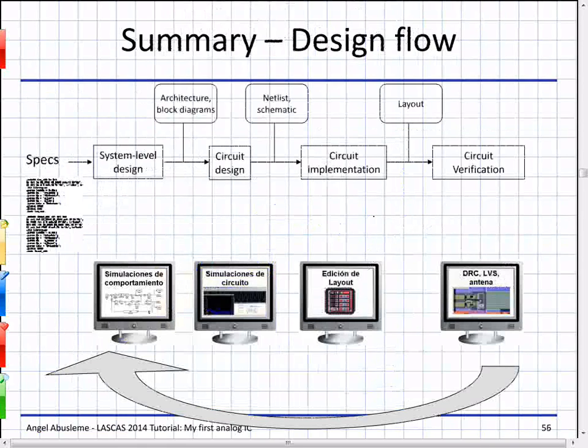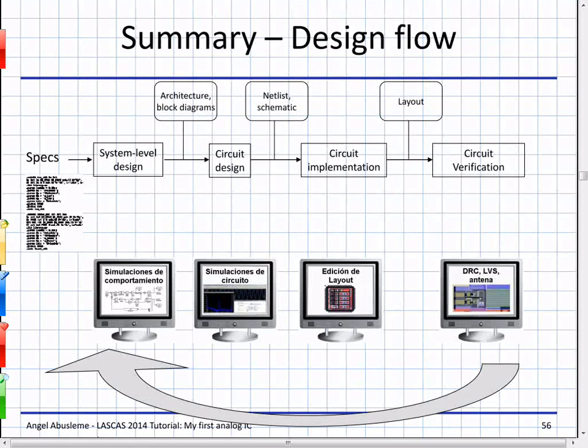Okay, so this is the design flow summary. We start with the specs. We get a system level design, architecture, circuit design, which gives us a netlist or schematic. Then we implement the circuit, we get a layout, and then we verify the circuit. If it doesn't work, we come back again. And we do this as many times as we need to make sure the circuit will work.